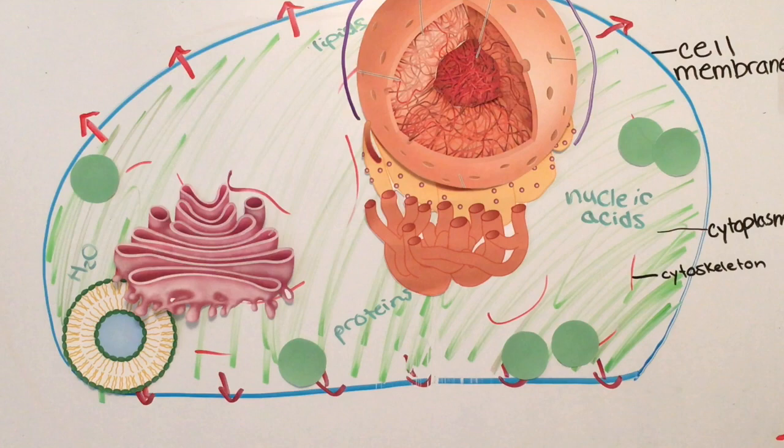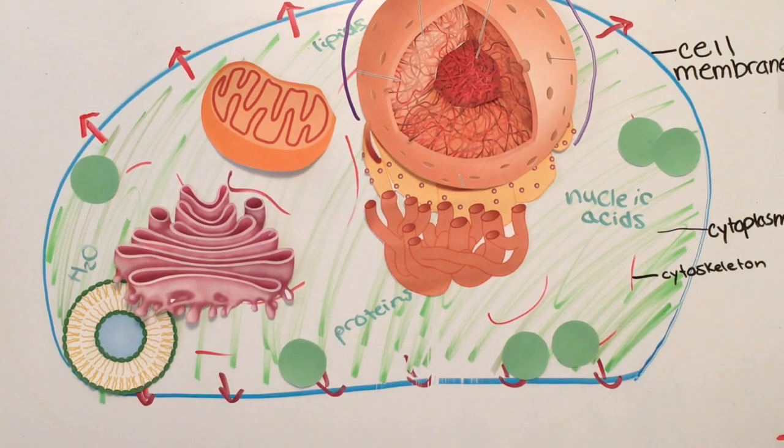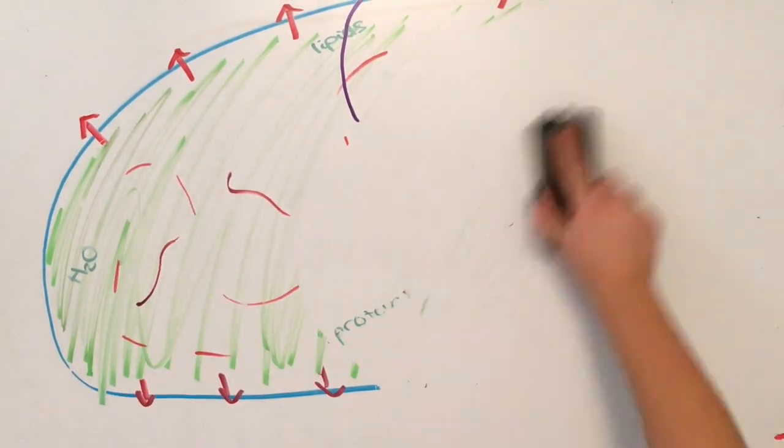And finally, the power plant of the cell, the mitochondria. Round tube-like organelles with their inner membranes highly folded. Energy is derived from carbs, fats, and other fuels and is converted into ATP thanks to the mitochondria. But wait, I almost forgot.